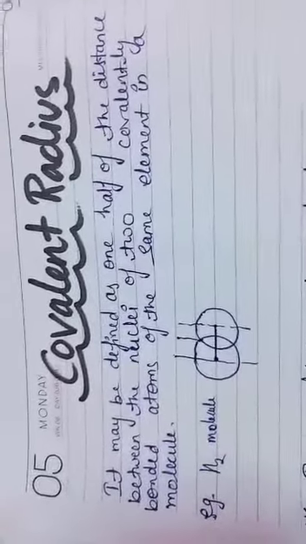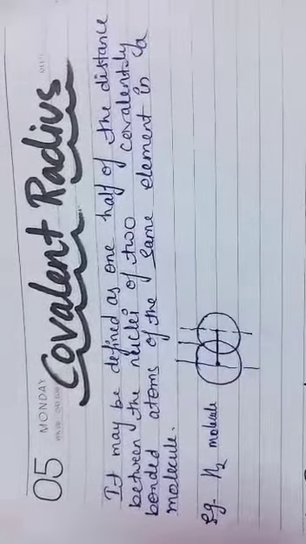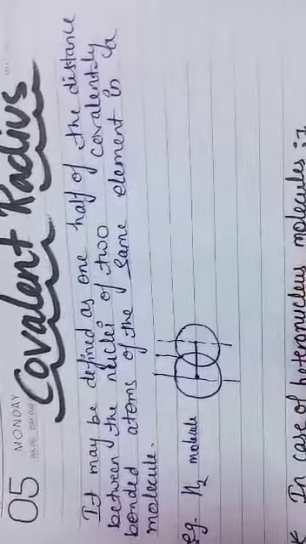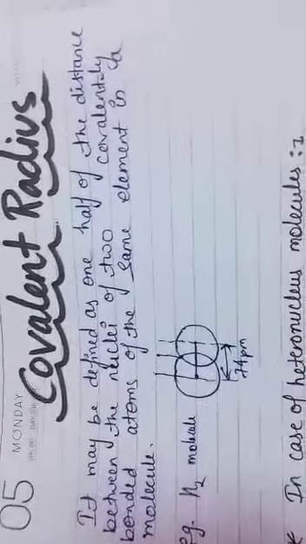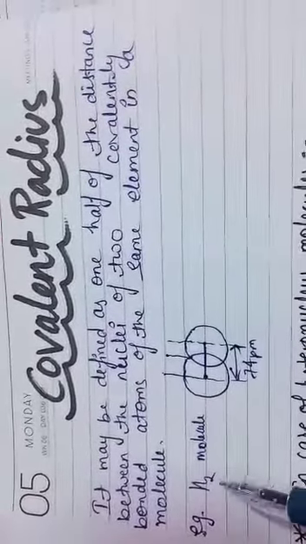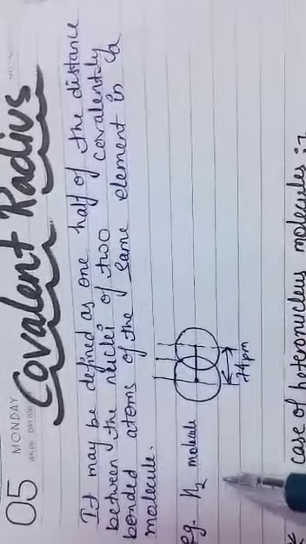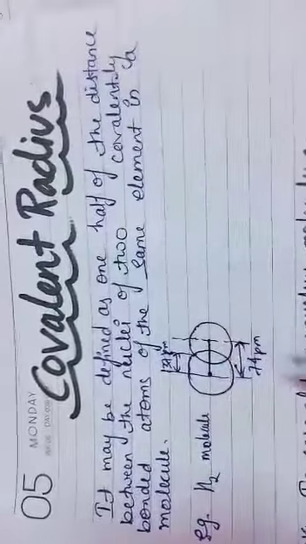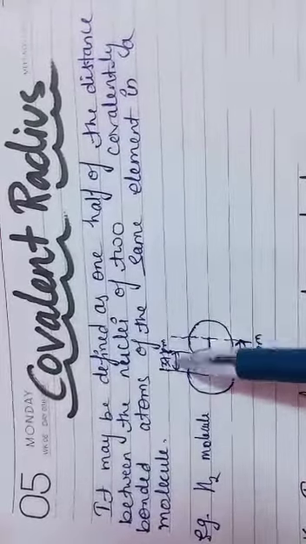In case of a homoatomic molecule, this difference is known as covalent radius. Now just see, in case of the hydrogen molecule, the internuclear distance is 74 picometer. So when you calculate the covalent radius of a single hydrogen atom, this 74 divided by 2 comes to 37. So the distance like this is 37 picometer. Total is 74, and the covalent radius for hydrogen is 37 picometer.